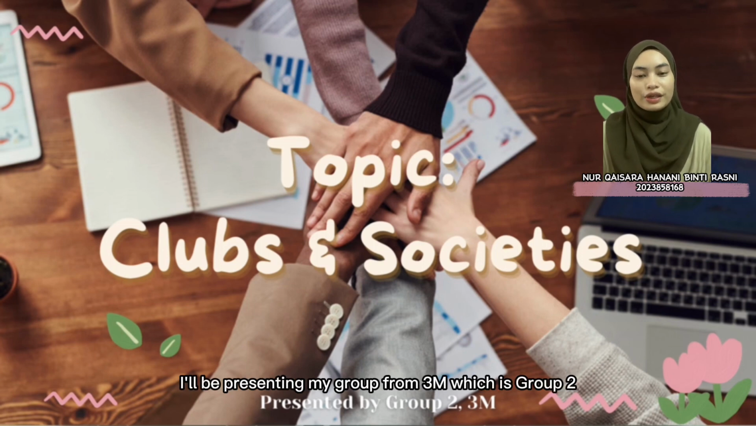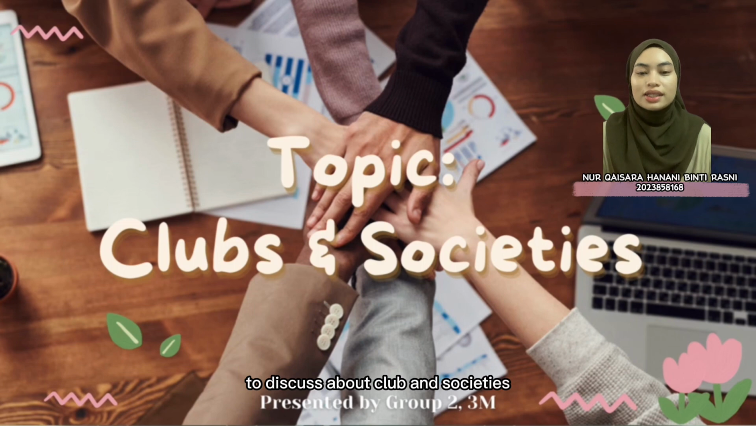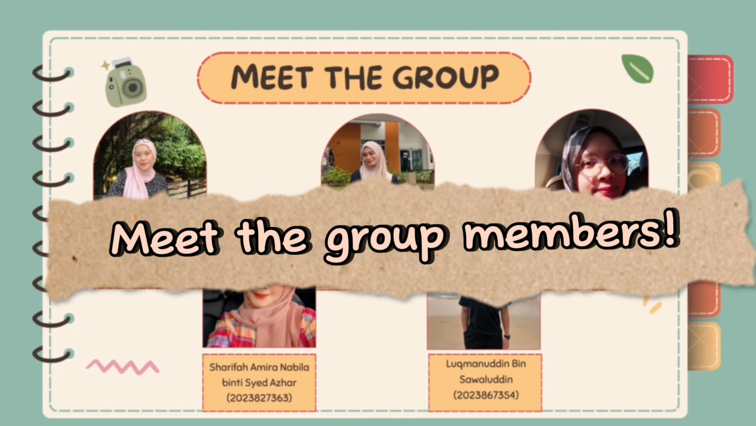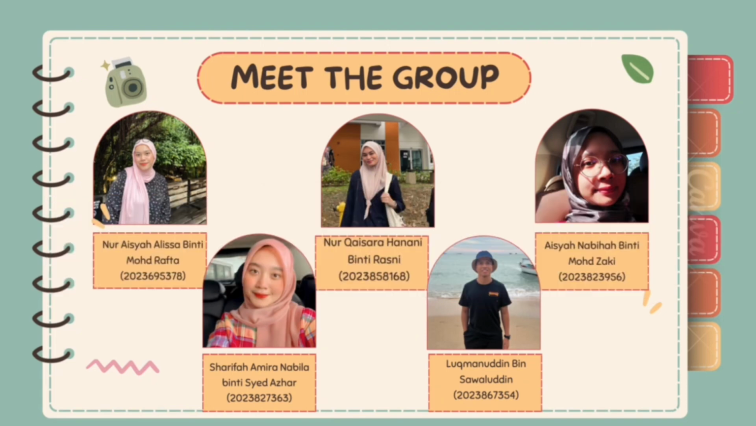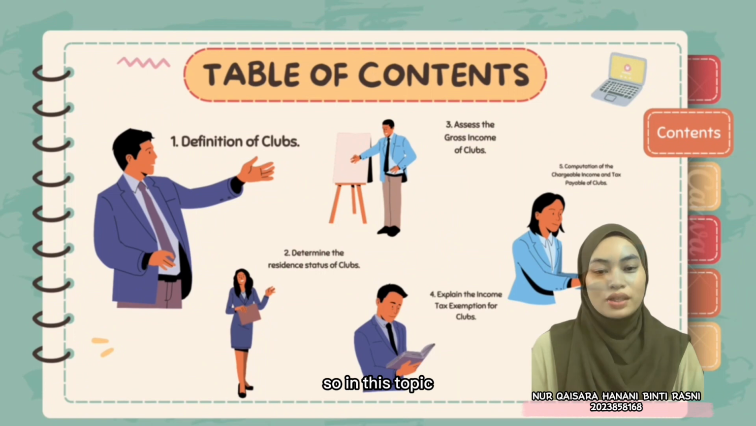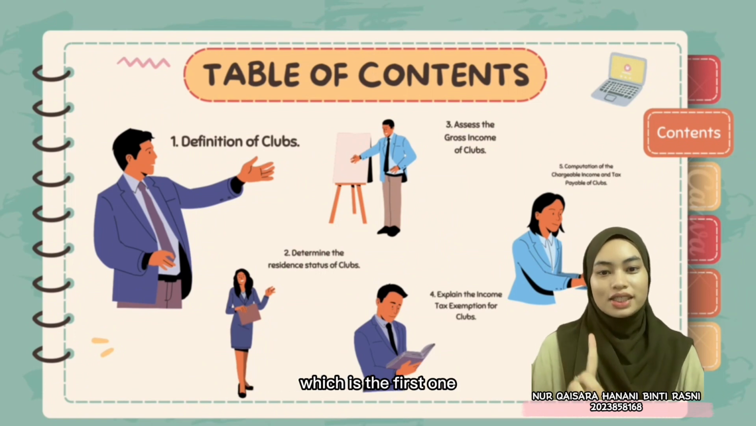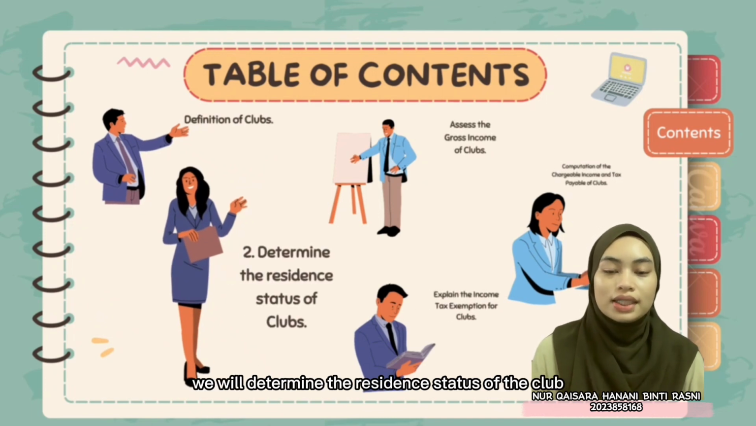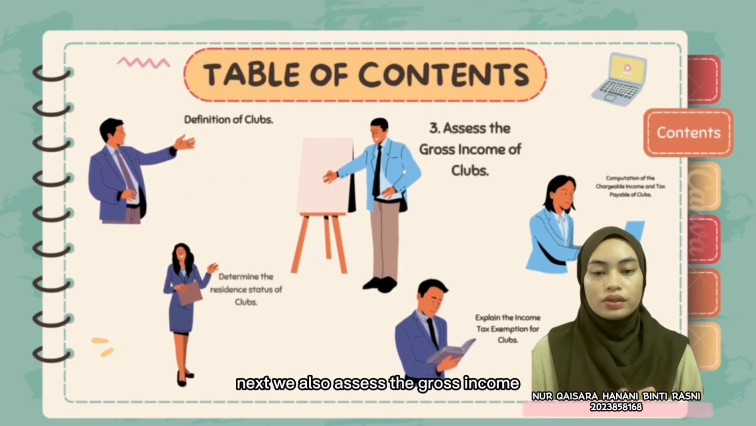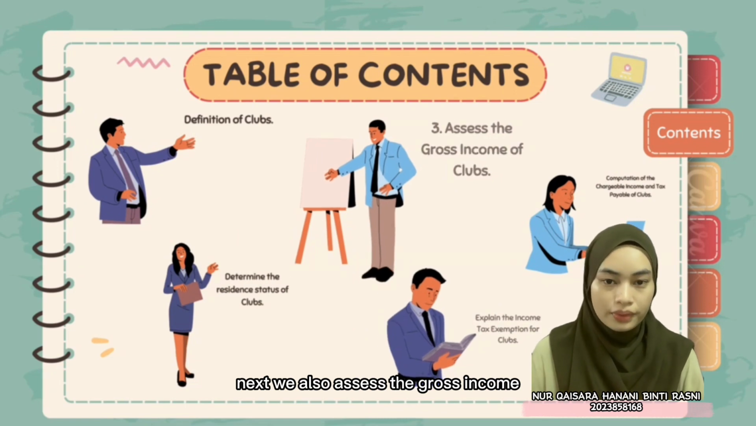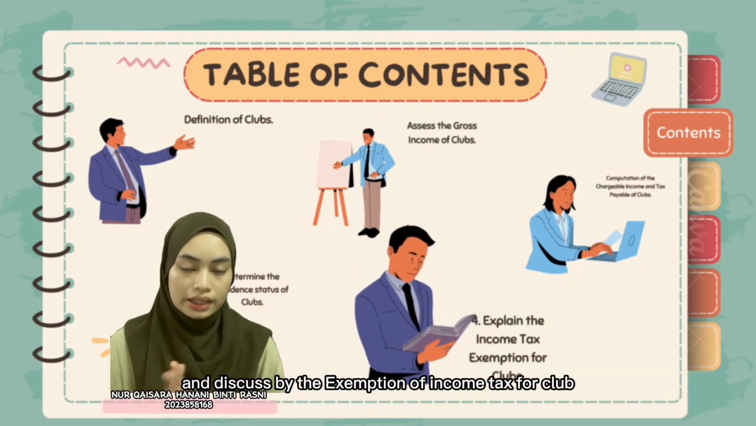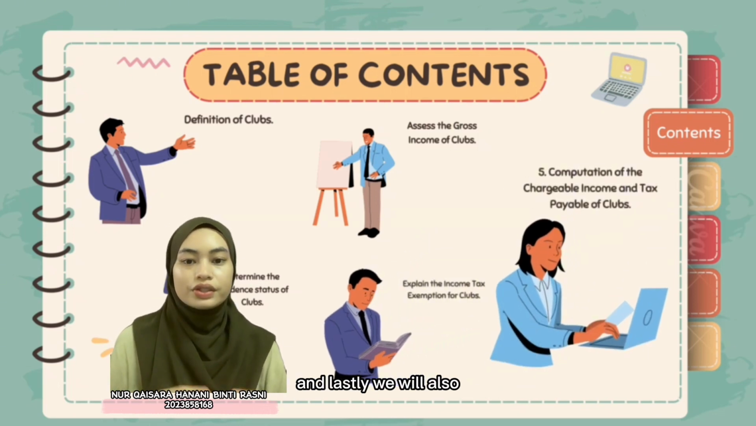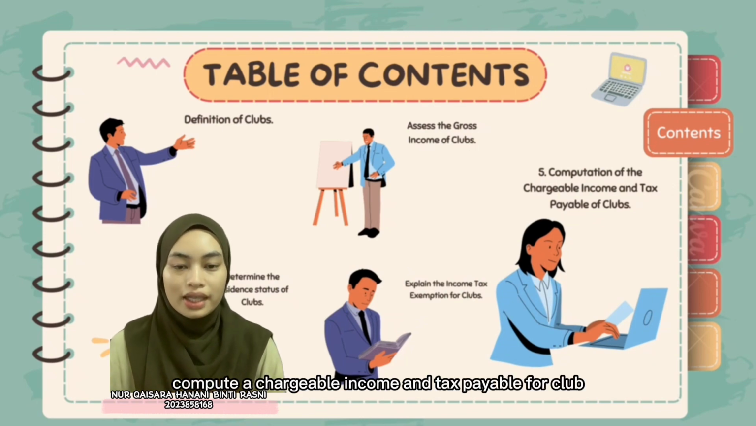I'll be presenting my group from 3M, which is group 2, to discuss about clubs and societies. In this topic, we will discuss 5 main topics. The first one, the definition of the club. Second, we will determine the resident status of the club. Next, we will also assess the gross income, and we will also determine and discuss the exemptions of income tax for club. And lastly, we will also compute the chargeable income and tax payable for club.